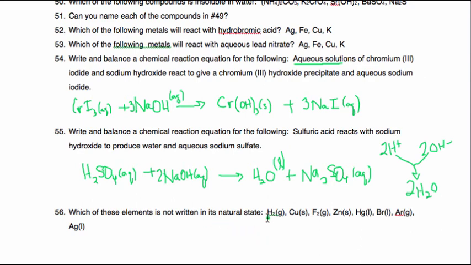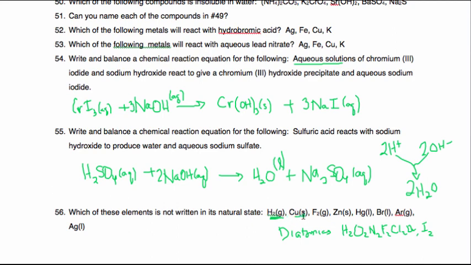Which of these elements is not written in its natural state? You need to have a periodic table. You also need to know your diatomic gases. What are those diatomic gases? These are the diatomics. These are the gases that naturally occur as 2 atom combinations. And then the whole halogen series. Hydrogen, oxygen, nitrogen, fluorine, chlorine, bromine, iodine. They're the diatomics. So that's normal for hydrogen to be like that.